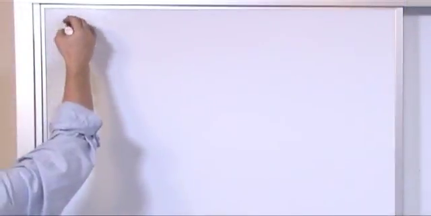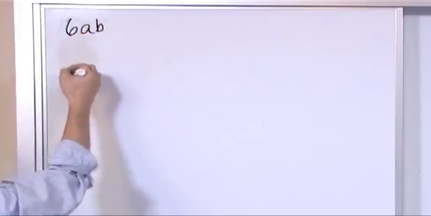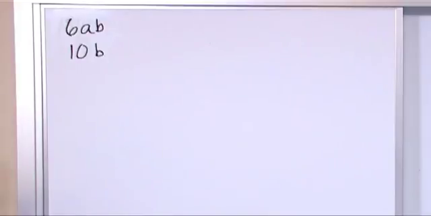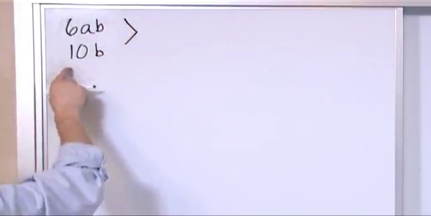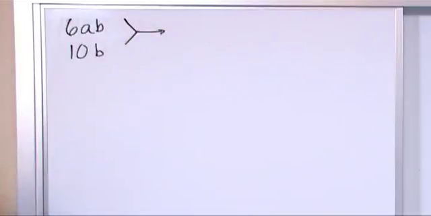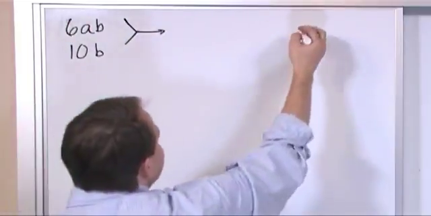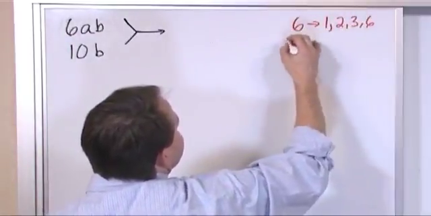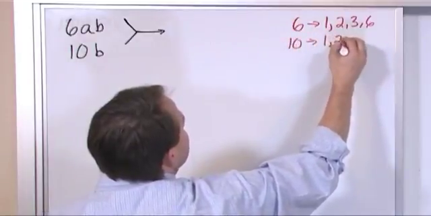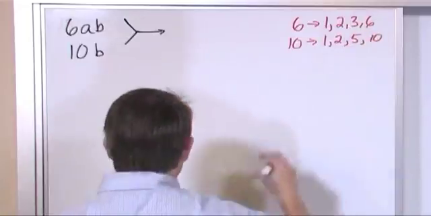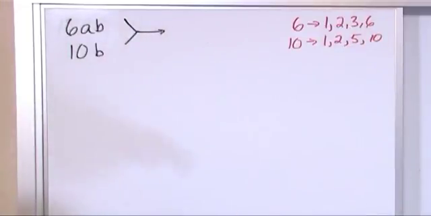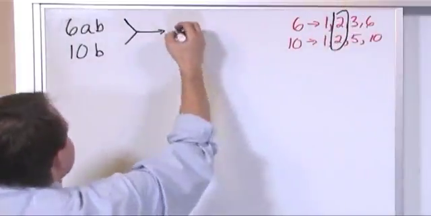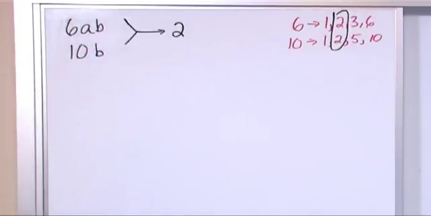All right, let's say we want to find the greatest common factor of 6 times a times b and 10b. These are the two things that we're trying to find the greatest common factor of. So the first thing is to figure out what's the greatest common factor between 6 and 10. You can figure that off in the margin. For 6, the factors are 1, 2, 3, and 6. And for 10, they're 1, 2, 5, and 10. We've done this a million times before in the previous problem, so I'm not spending a lot of time on it. The greatest common factor is 2. So 2 is going to be the greatest common factor in terms of the numbers there.